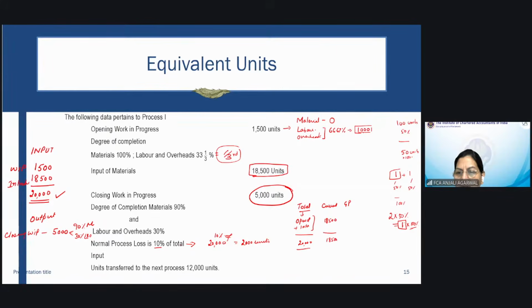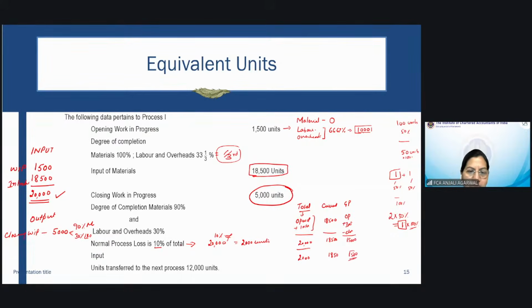That would have become 1,850. But if gross production is taken, then you take opening plus introduced minus closing WIP. So 1,500 plus 18,500 is 20,000. 20,000 minus 5,000 would be 15,000. And then 10% of 15,000 would have been 1,500.